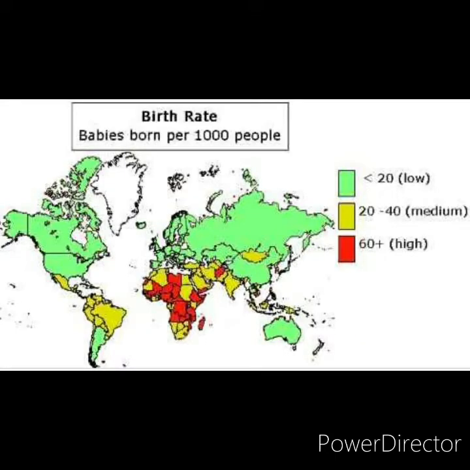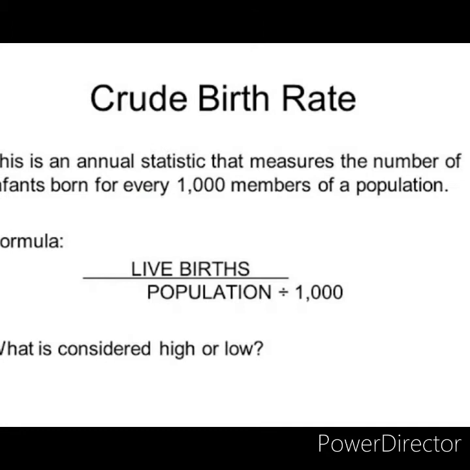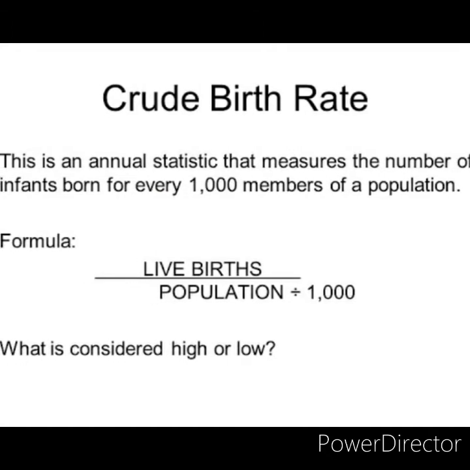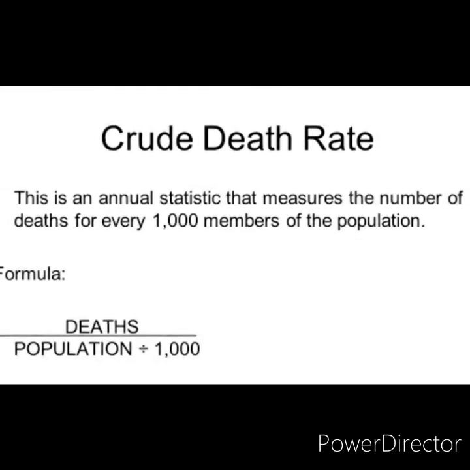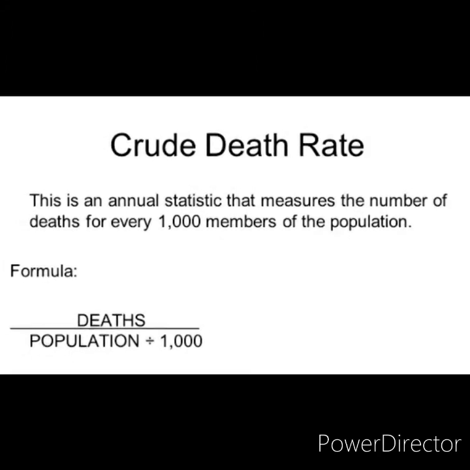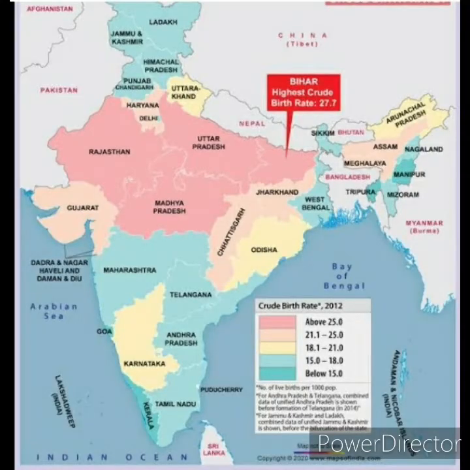Birth rate and death rate. Crude birth rate refers to the number of births per thousand of population. Crude death rate refers to the number of deaths per thousand of population. Birth rate was 39.9 in 1951. It fell to 21.8 in 2011. Kerala has the lowest birth rate and Uttar Pradesh has the highest birth rate. Madhya Pradesh, Rajasthan, Bihar and Uttar Pradesh, called the Bimaru states, have very high population.